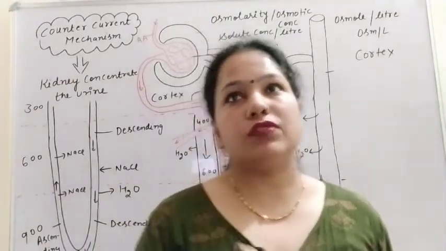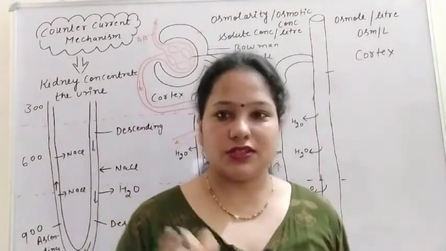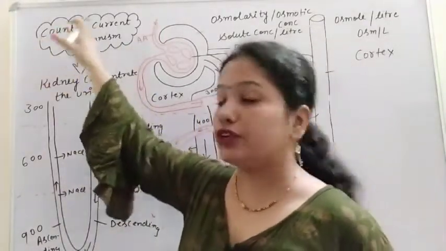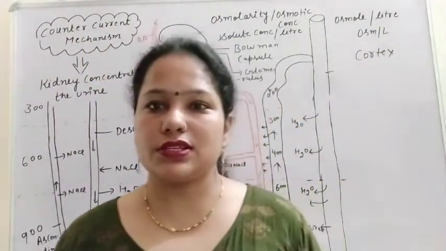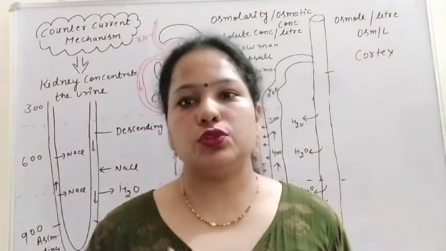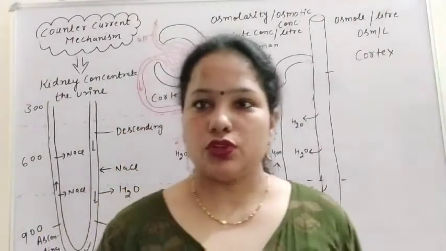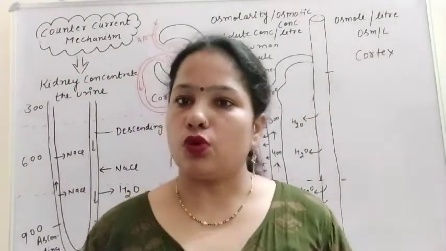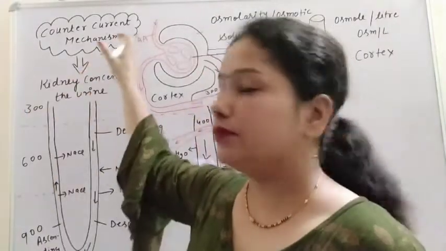So if you compare with the season, during the summer season and the winter season, I think you can tell this answer now. In which season is there a requirement of counter current mechanism? You can say in summer season. Why? Because in the summer season we are in a dehydration situation, because due to sweating most of the water from our body is removed. So during summer season the kidney has to maintain the amount of water in our body, and that is done through counter current mechanism.